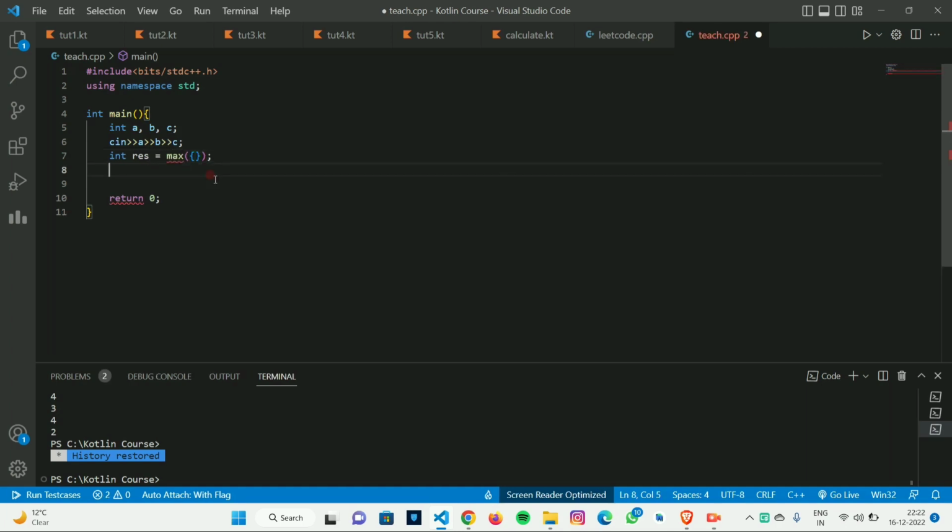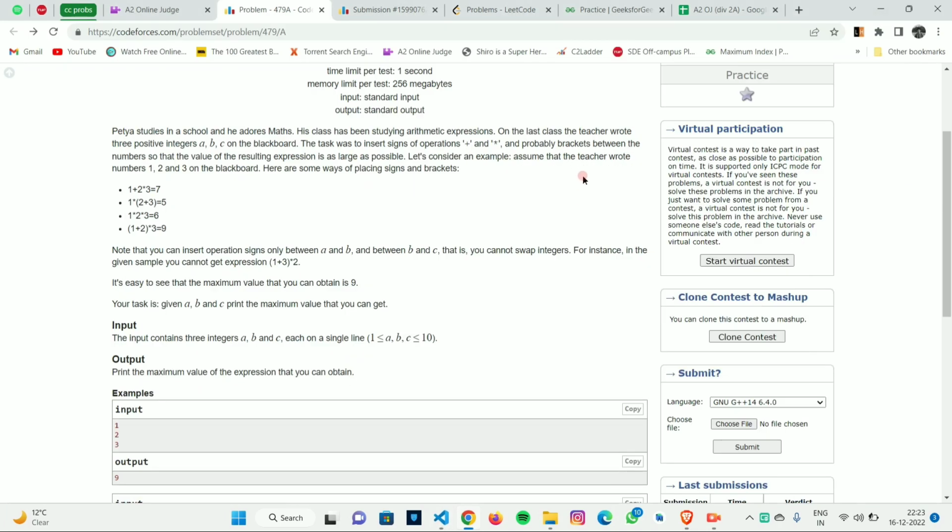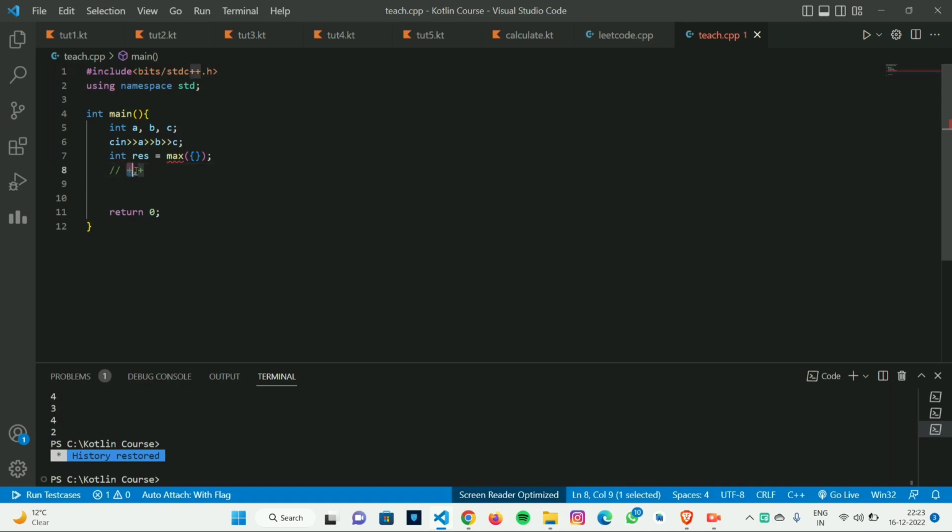Now what are the combinations? First combination is plus and plus. It is also given in the problem that we can use brackets here, so don't forget to put the brackets. Now for the case of plus and plus, the brackets don't really matter. But for these cases, it will matter.